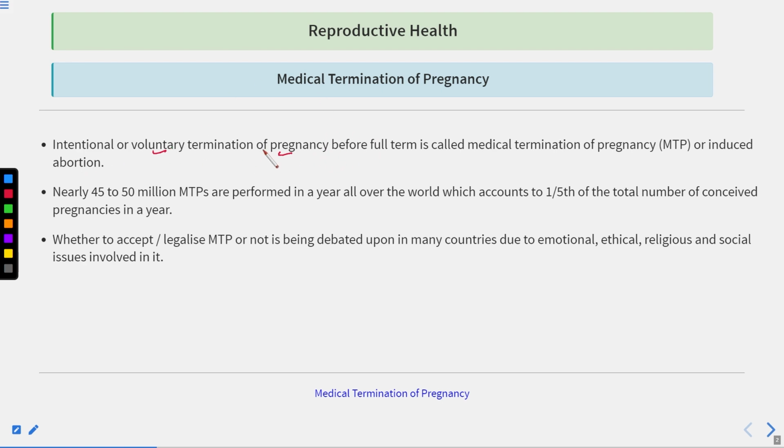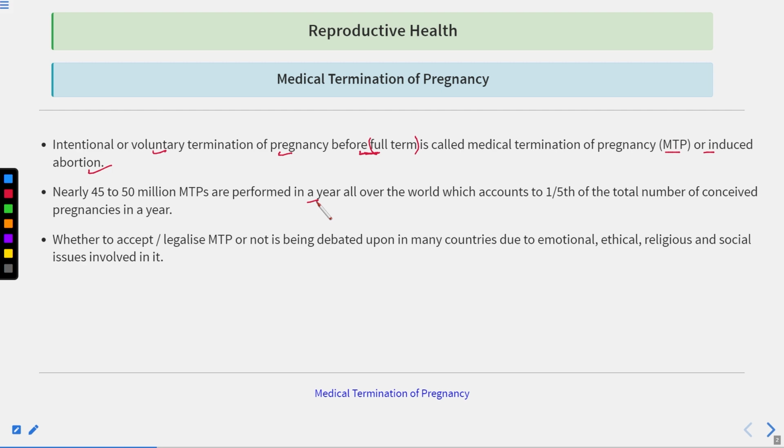Intentional or voluntary termination of the pregnancy before full term. Before full term means the gestation period is 9 months. Pregnancy is for 9 months if we talk about the human female. So termination of the pregnancy before the full term is called medical termination of the pregnancy, also known as MTP or induced abortion. Clear?